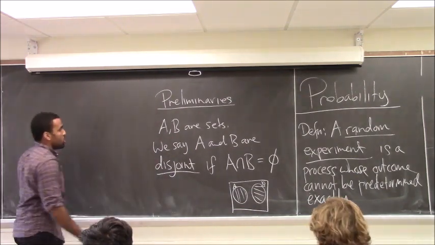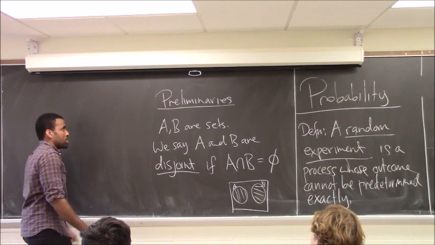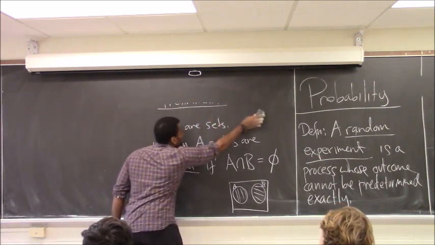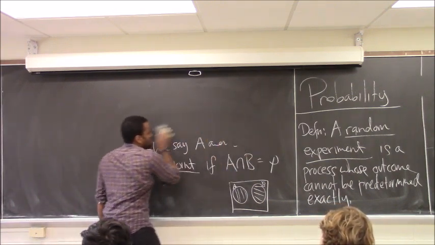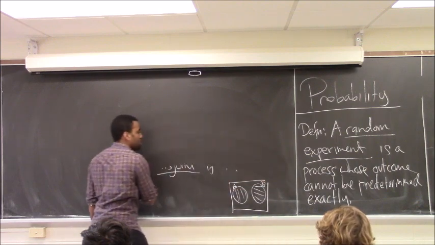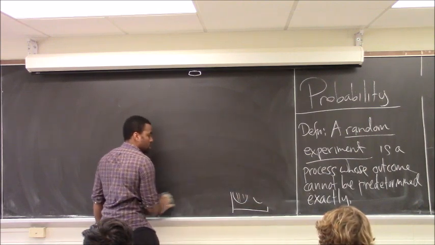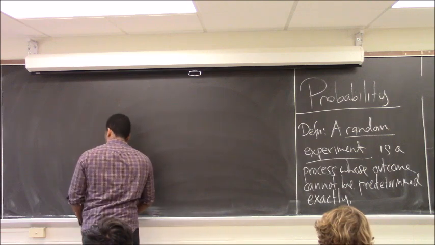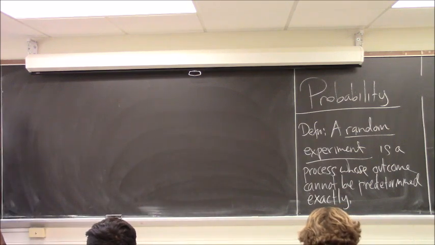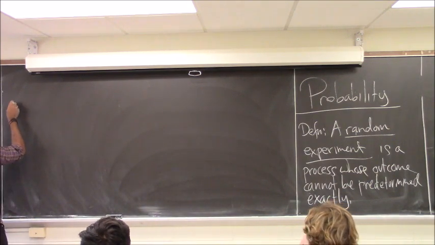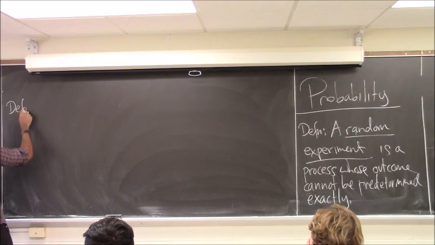And as you may have noticed in life, pretty much everything is a random experiment. No one can tell the future. Probability is math's attempt to kind of make the uncertain a little bit more certain. So that's what a random experiment is. Let's define something else.